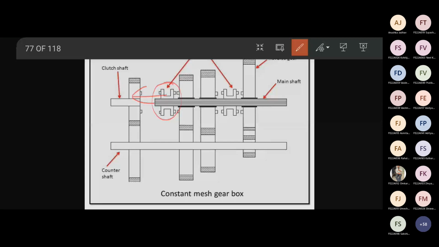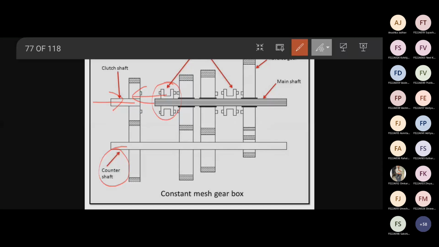In last gear, third gear, direct power is transferred from engine shaft to the main shaft. But in another 2 gears, power is transferred through the parallel shaft. This parallel shaft is also called as counter shaft, or it is also called as lay shaft, right?